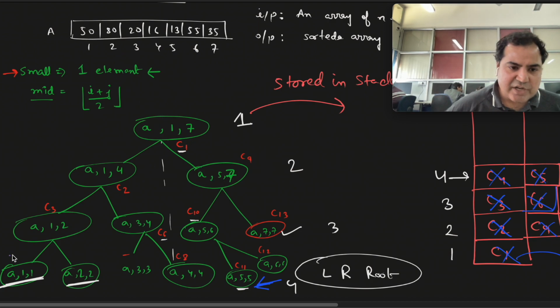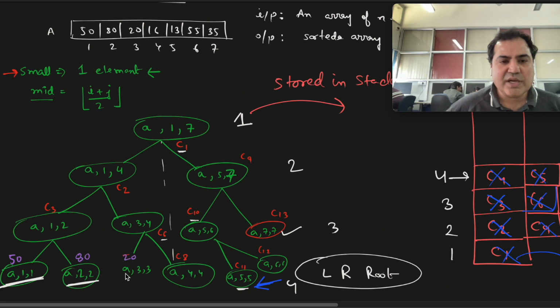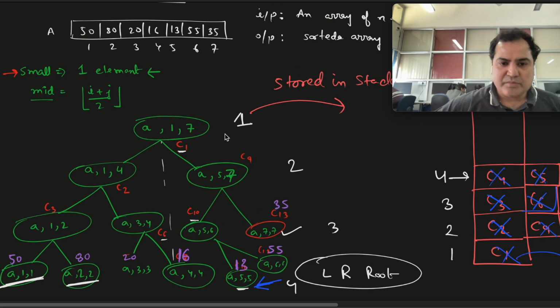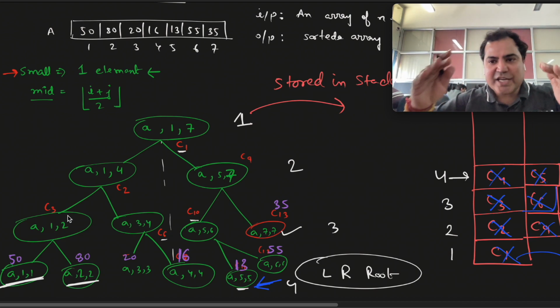Now we take 50, and 50 will reach till here. This is 50, the first element. The second element is 30, the third element is 20, the second element is 80, the third element is 20, and the fourth element is 16. Then this element is 13, this is 55, and this is 35. This is how the elements are divided until they reach a single element.